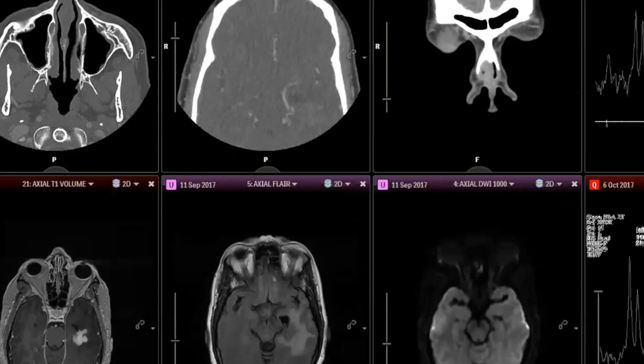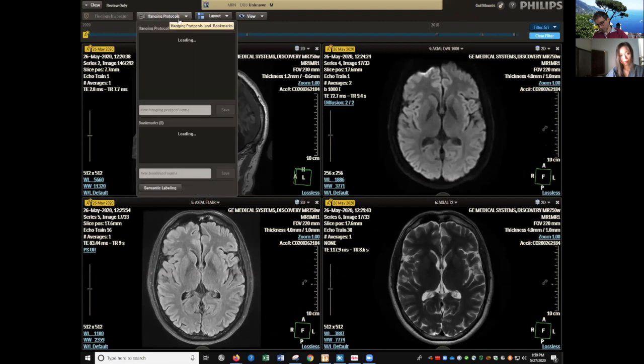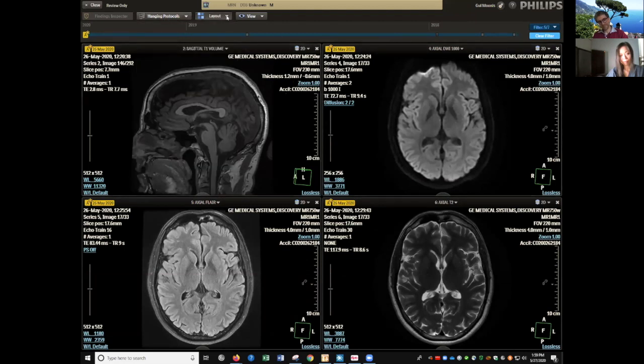This was a case from yesterday, which was so pretty that I had to show this. Even again, another sarcoid case, but I just had to show something that was pretty classic. So let me just show.